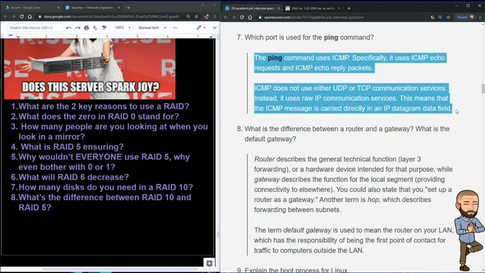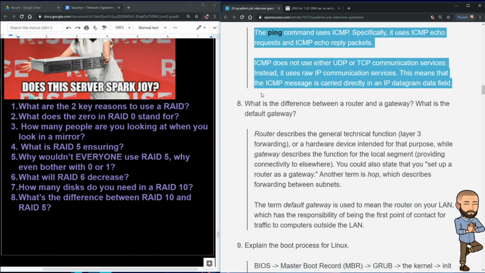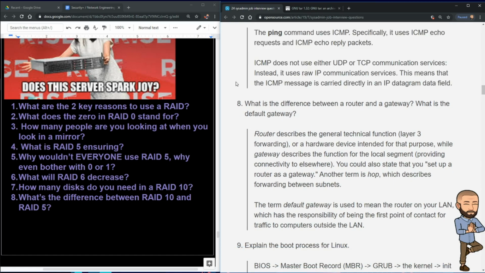Well, the ping command uses ICMP. Specifically, it uses ICMP echo requests and ICMP echo reply packets. ICMP does not use either UDP or TCP communication services, and instead it uses raw IP communication services. This means that the ICMP message is carried directly in an IP datagram data field. Long-winded way of saying it doesn't use any ports at all.